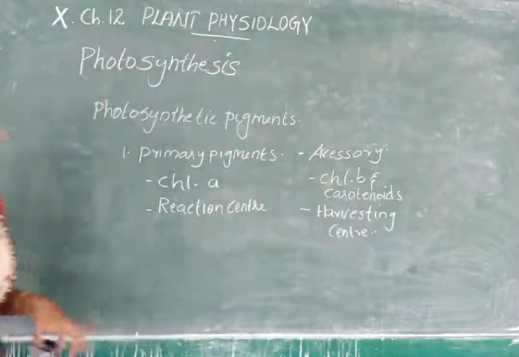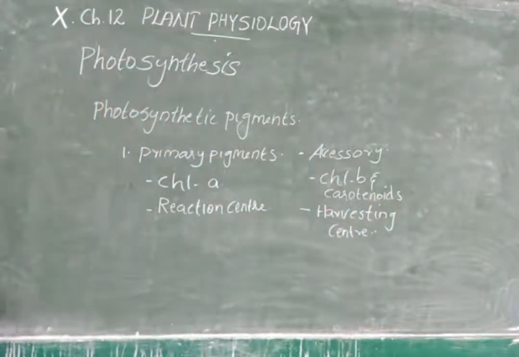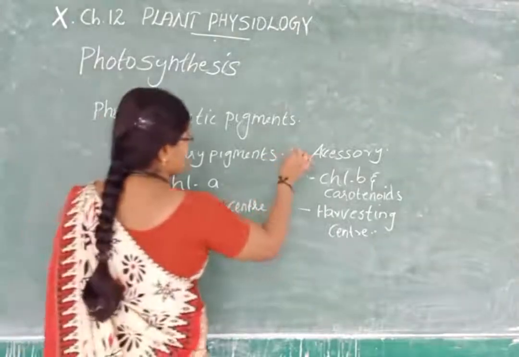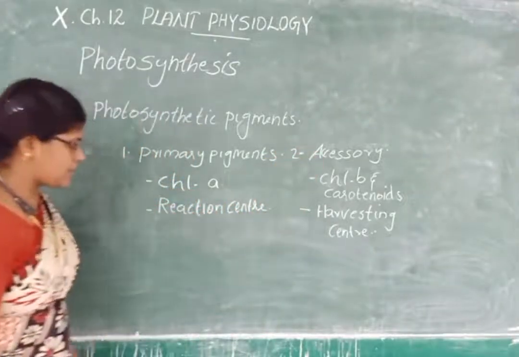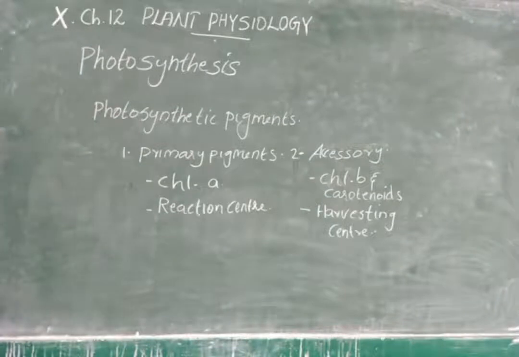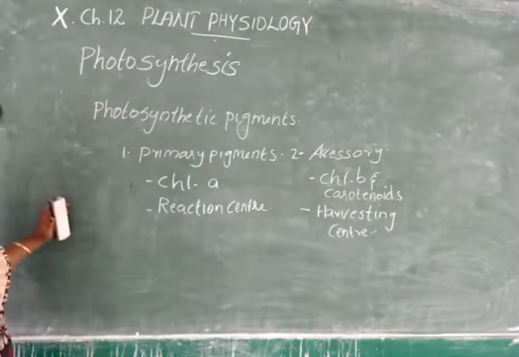So these are the two types of pigments, primary pigments and accessory pigments. An example of a primary pigment is chlorophyll A. Accessory pigments are chlorophyll B and carotenoids.